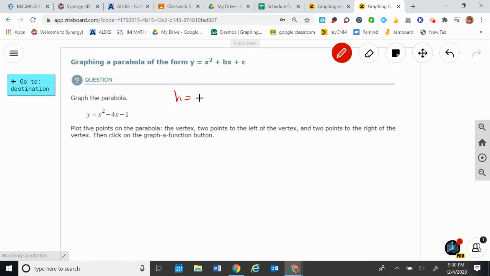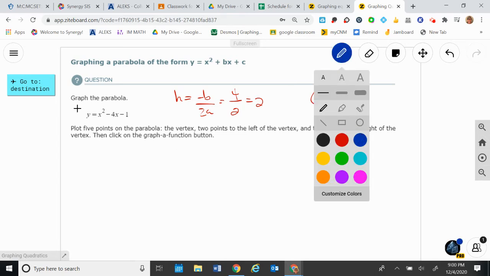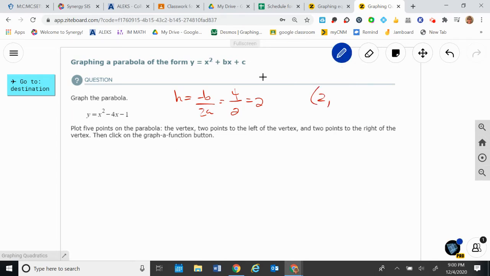So h equals negative b over 2a, which is positive 4 over 2, which is 2. Okay, then we have h. Plug it back in to get k. Sorry, it's weird because I'm plugging it in weird spots, but just bear with me, you guys, because I don't have a lot of space. 4 times 2 minus 1. Whoa, let's not do that. 2 squared is 4. 4 minus 8 is negative 4, minus 1 is negative 5. Okay.